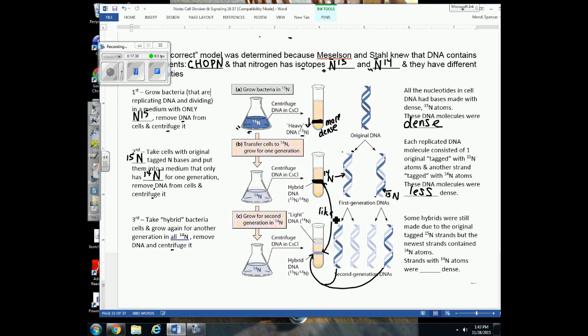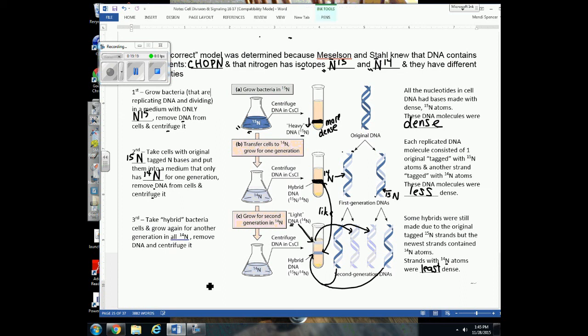But then we got a brand new band that we had not seen yet. That was because we ended up with some DNA molecules, and they all contained those carbon 14 atoms. And these DNA strands were the least dense, and they separated out to form that band at the top, because all of the nitrogen atoms in these DNA molecules were nitrogen 14.